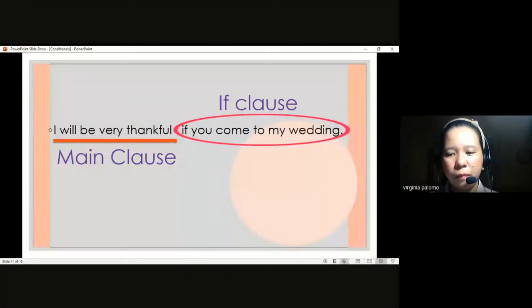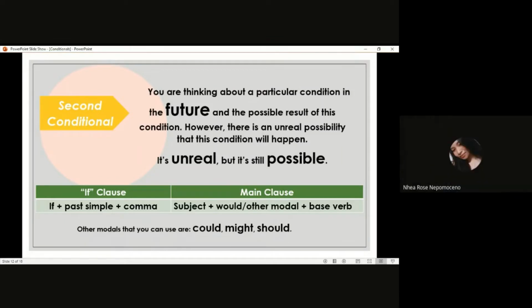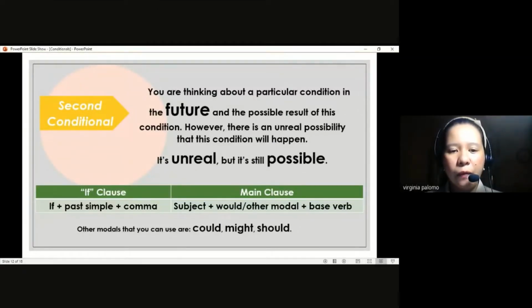So let's move on to our next type of conditional. For the second conditional, can you read this, Nea? Second conditional, you are thinking about a particular condition in the future and the possible results of this condition. However, there is an unreal possibility that this condition will happen. It's unreal, but it's possible. So we have here the pattern: if plus past simple plus comma. And then for the main clause, subject plus would, or other modal, plus base verb. We have other modals that we can use like could, might, and should. Now let us apply this pattern to another example.